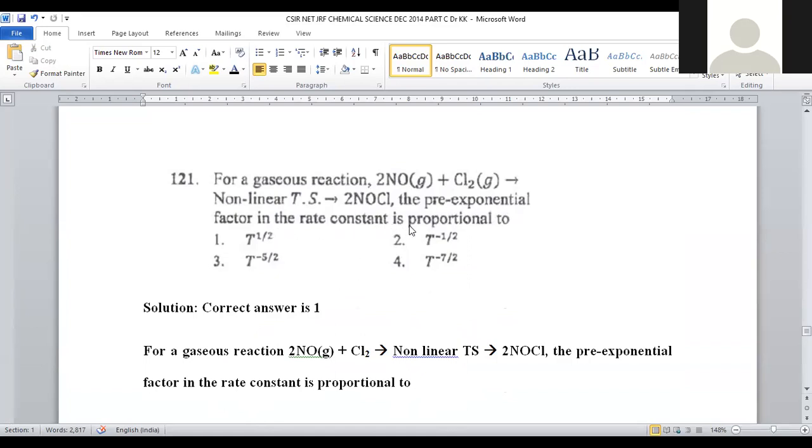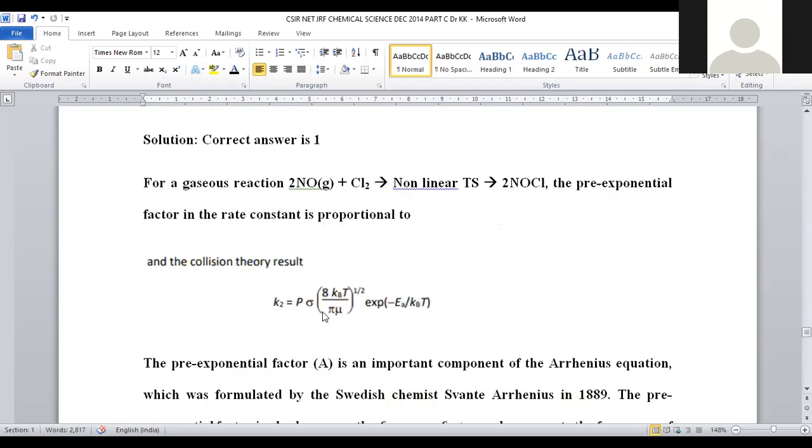The relation for the pre-exponential factor should be predicted from this reaction. So we are going to carry out the reaction between nitric oxide treated with chlorine. It proceeds through a transition state, which is a non-linear one, and the formation of NOCl, nitrosyl chloride, is possible. In this case, what will be the relation between the rate constant and temperature?